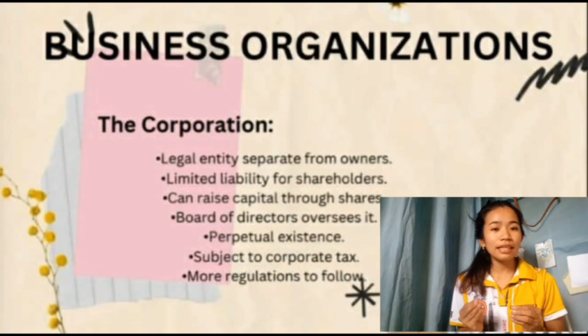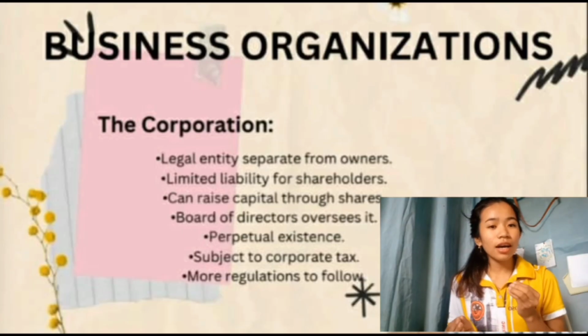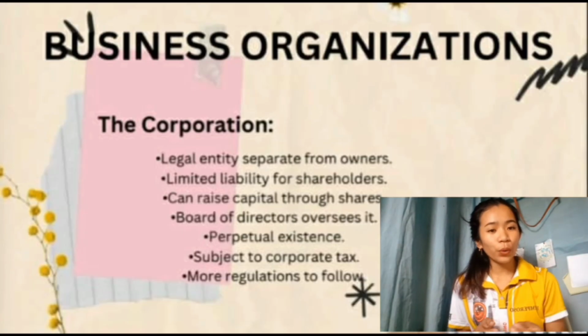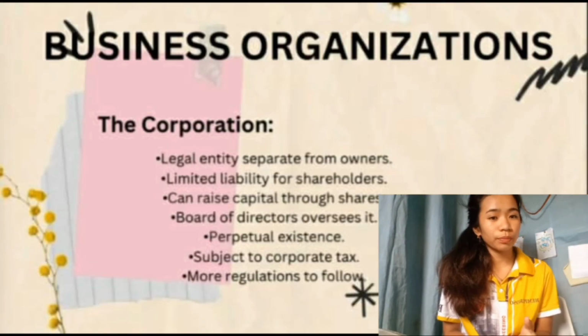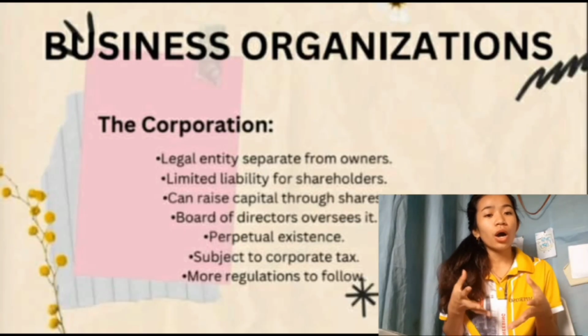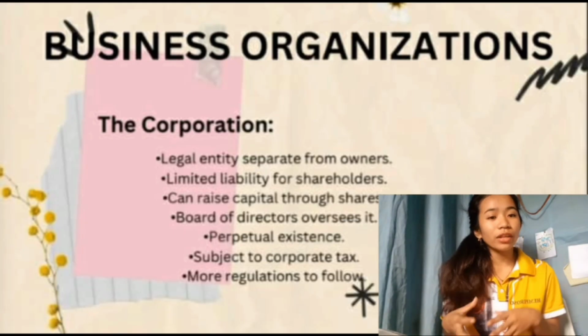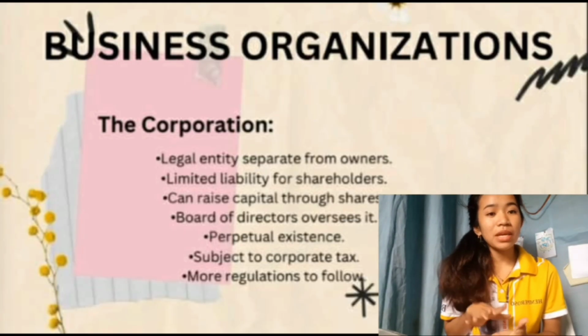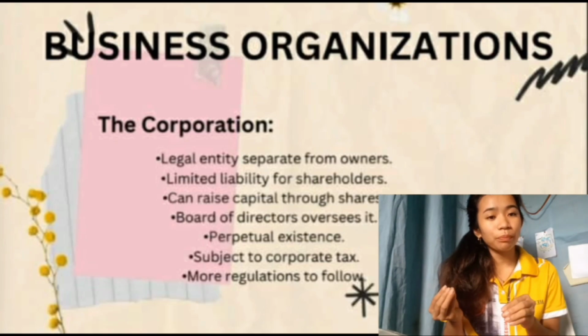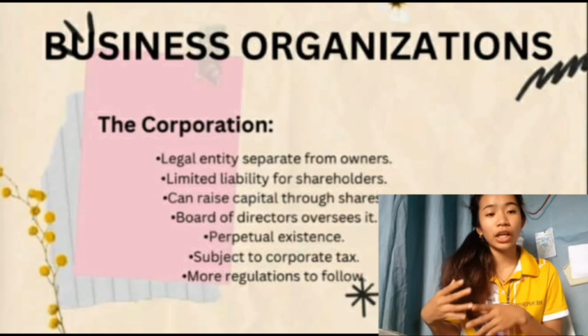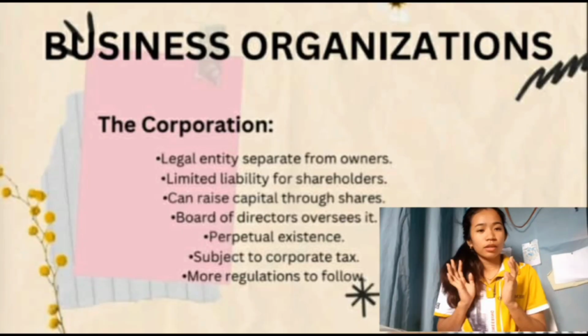Next is the corporation. It is a business that is a legal entity separate from its owners. This means the company itself can own property, sign contracts, and be responsible for debts, not the owner personally. Limited liability for shareholders. The owners of the corporation are called shareholders. They have what we call limited liability, meaning they only lose the money they invested in the company and nothing more. This makes a corporation safer for investors.